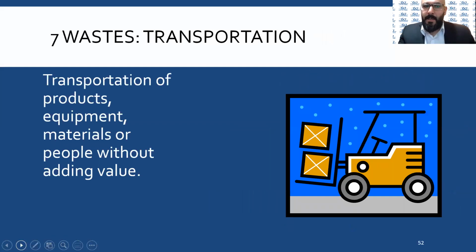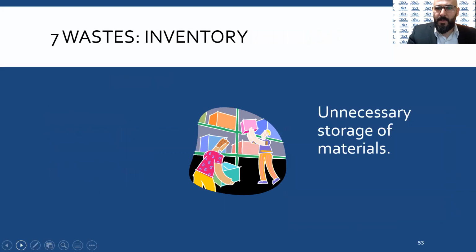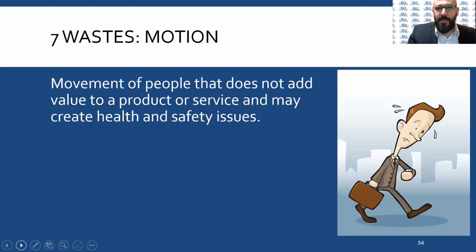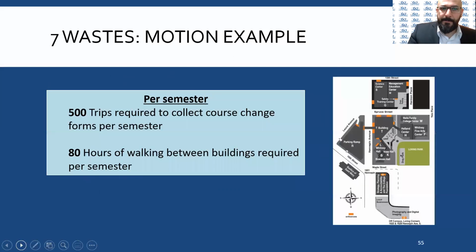Transportation. Also, transportation of products, equipment, material, or people without adding value. So with transportation, try to remove any waste. Inventory: unnecessary storage of material should be removed. Motion: movement of people that does not add value to a product or service and may create health and safety issues. So if there is some issue like this, it should be removed.